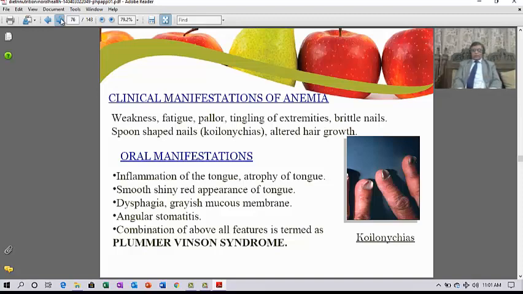Now the clinical manifestations of anemia, as you are aware: weakness, fatigue, pallor, tingling of extremities, bitten nail, koilonychia, which is spoon-shaped nails, and altered hair growth. These are the clinical manifestations, which include both symptoms and signs.